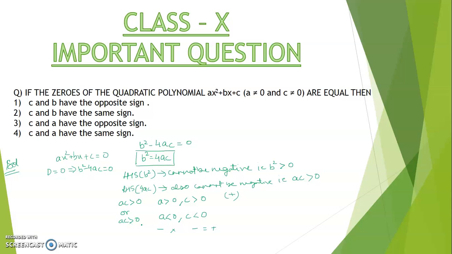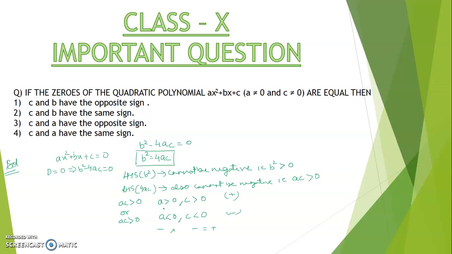Now see here, ac is greater than 0. So another possibility is a has to be less than 0 and c has to be less than 0. This means a less than 0 means negative, c less than 0 means negative. Negative into negative is positive. This means again the signs of a and c are both negative.